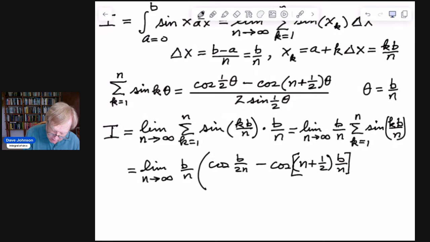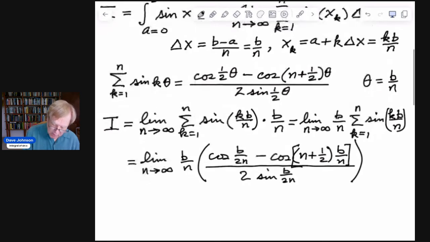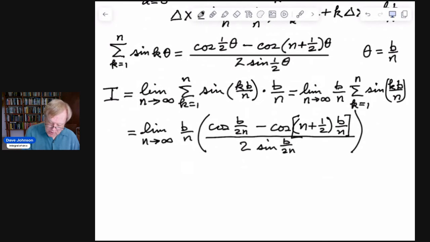And that's all in the argument to the cosine. And then divide by 2 times sine 1/2 theta, which is b over 2n. Close parenthesis. Now we need to start to simplify and take the limit. So limit as n goes to infinity.